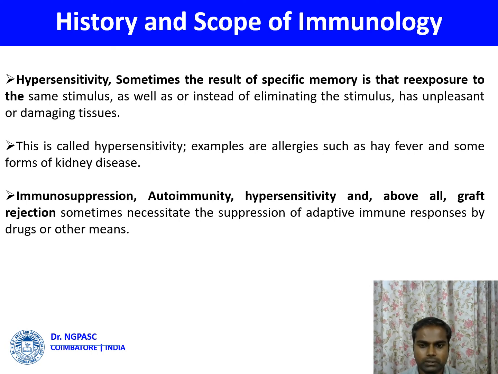Immunosuppression, autoimmunity, hypersensitivity, and above all, graft rejection will sometimes necessitate the suppression of adaptive immune responses by drugs or other means. Hypersensitivity has been classified into 4 different types. Each type of hypersensitivity will cause infection in the particular host by affecting the immune mechanism of the particular host system.